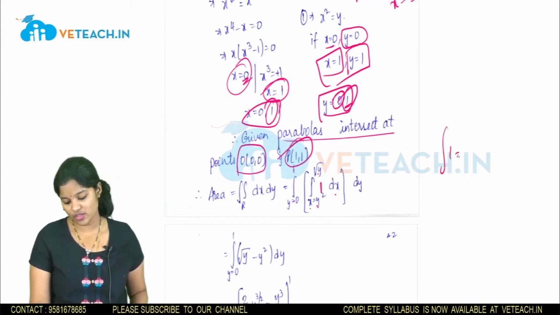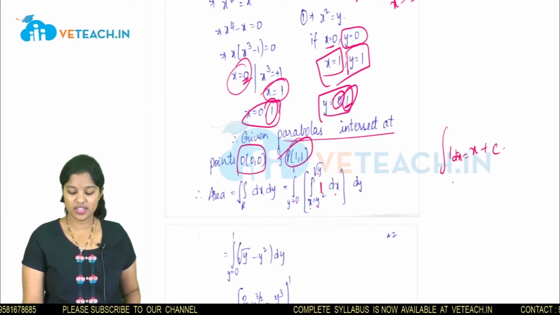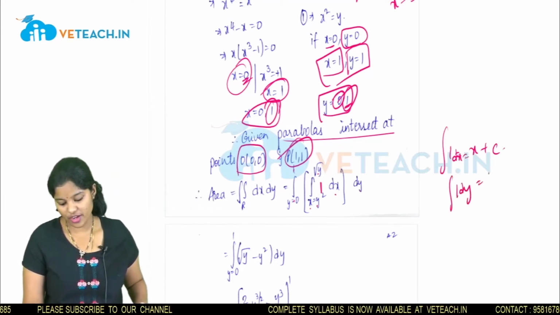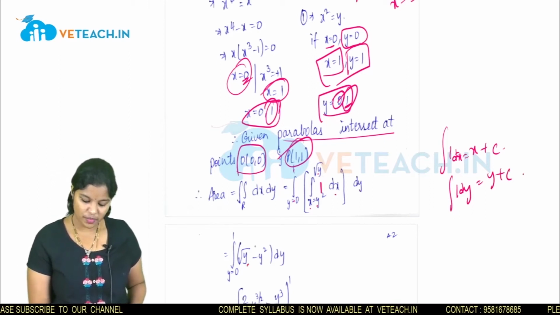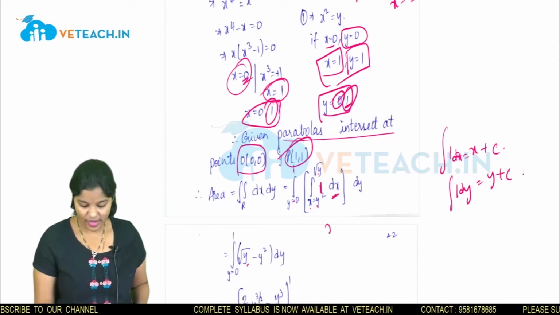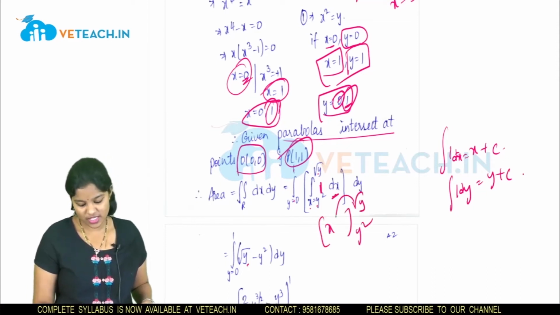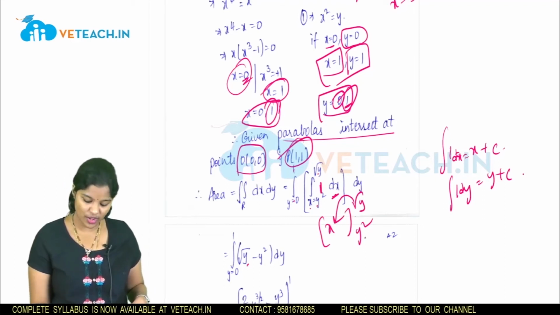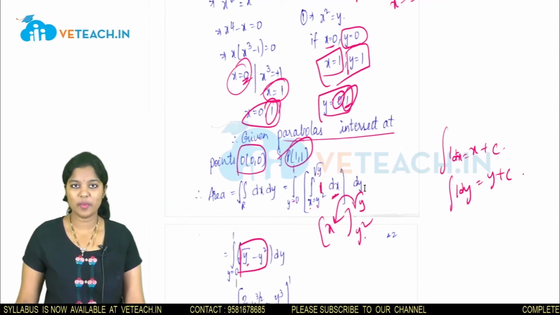Integration of 1 is always x plus c with respect to x. With respect to y, if you are doing it, it is y plus c. So here we are integrating with respect to x, so we write x, and the limits are from y square to root y. First substitute the upper limit, that is root y minus y square. Now integrate this expression with respect to y.